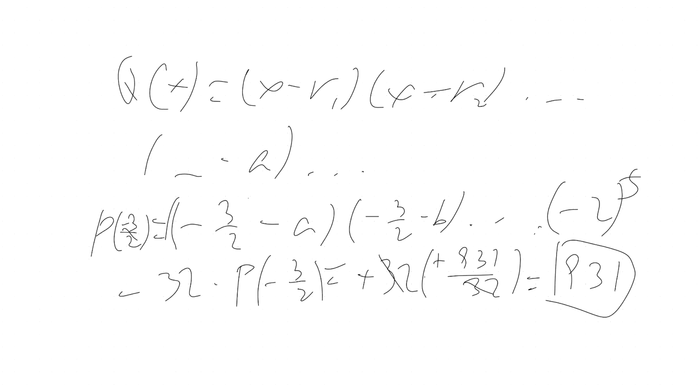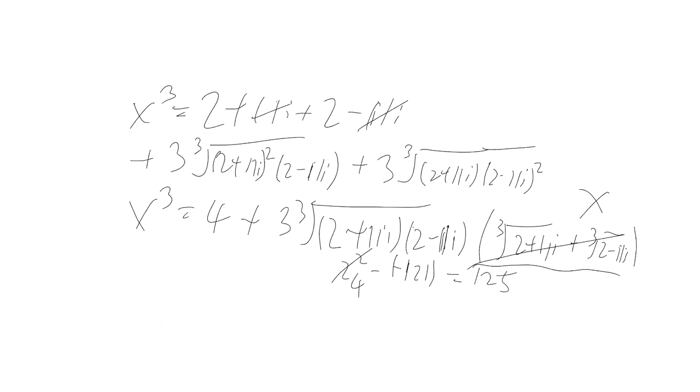Because that is a value that we're also trying to find. And so we also know that 2 plus 11i times 2 minus 11i is 2 squared minus negative 121, or negative 11 squared. And that's because 11i times 11i is equal to negative 121. So this is 4 minus negative 121, which is 125. And the cube root of 125 is equal to 5. So we get that x cubed is equal to 4 plus 15x.